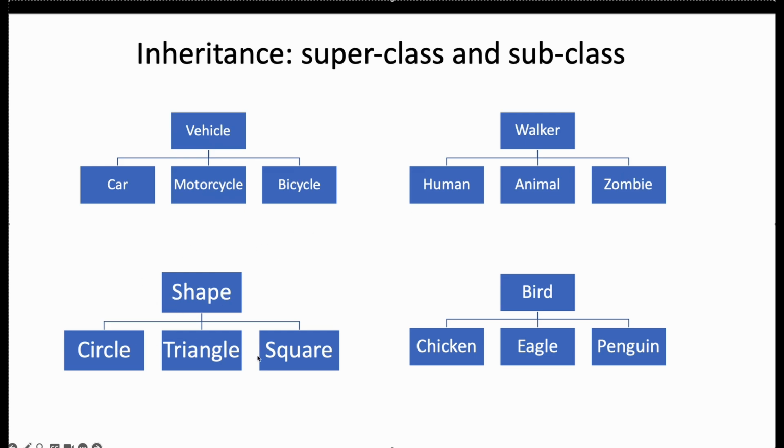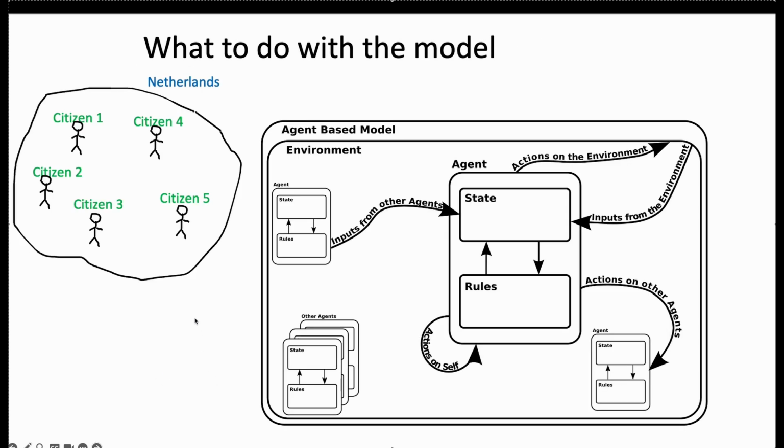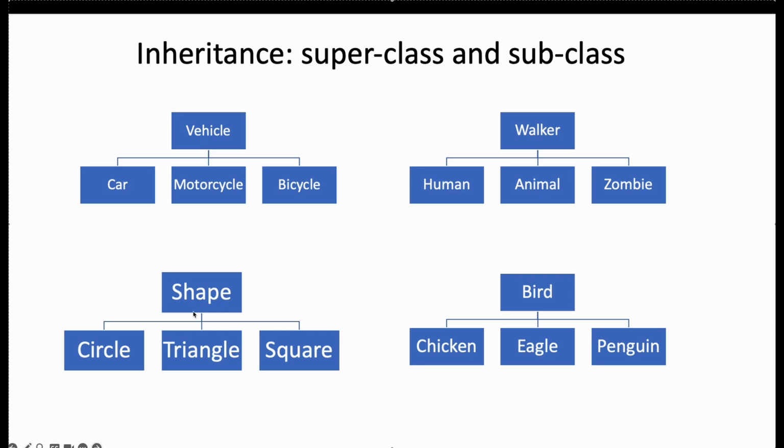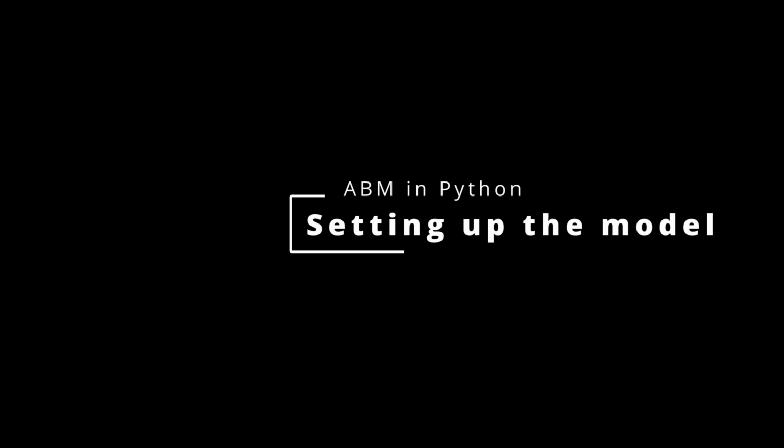A shape, circle, triangle, and square, they are all shapes, so they can inherit the characteristics that belong to any shape in this case. And also, the last example here, we have the bird. It could be a chicken, an eagle, or a penguin, but also other birds as well. There are differences between these 3. An eagle can fly, a chicken cannot fly, but all of them are birds. So all of them maybe have 2 legs, maybe, and other common things.